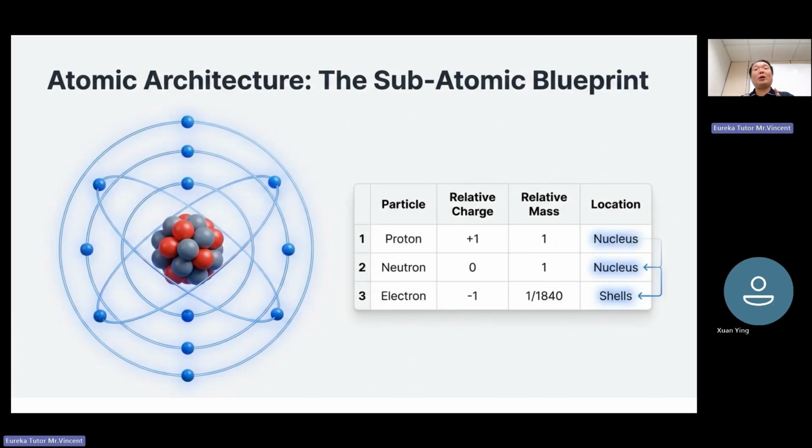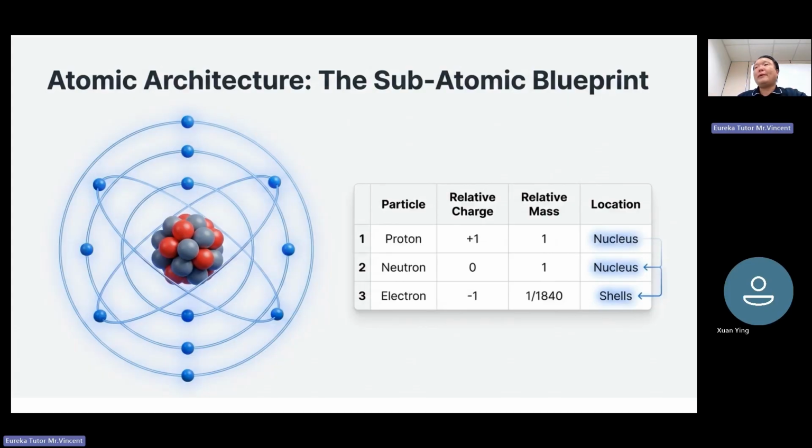Then the electron is very light, very small. You can imagine a piece of proton or neutron divided into 1,840 pieces. Understand? So the electron is very small. From here we can see that the proton has a +1 charge and is found in the nucleus. The neutron has no charge, we said 0, and is also in the nucleus. The nucleus is in the middle position. And the electron has a -1 charge and moves in shells around the nucleus.